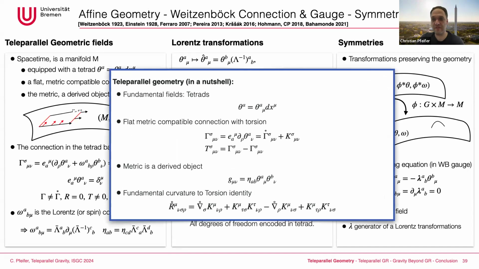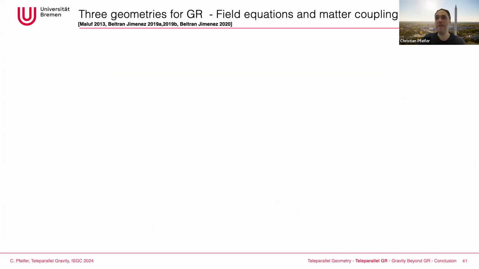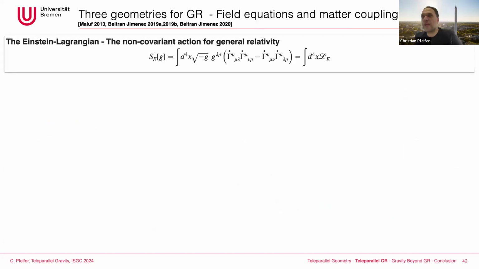Further questions? Okay, so this is our foundation with which we now want to describe gravity. And now it's interesting that we can formulate general relativity using the torsion as well as using curvature. Therefore, let us recall that there exist three natural geometries in which we can formulate general relativity, and how we can write down the field equations and the matter coupling for these different geometries. So what one can do is consider the following Lagrangian, which is just given by the Christoffel symbols of the Levi-Civita connection. This Lagrangian, called the Einstein Lagrangian, if you do variation with respect to the metric, you get the Einstein equations.